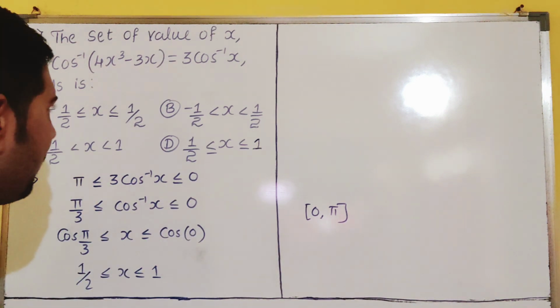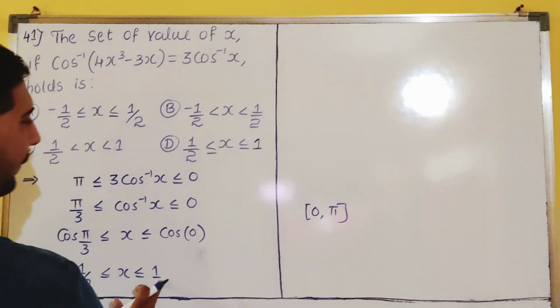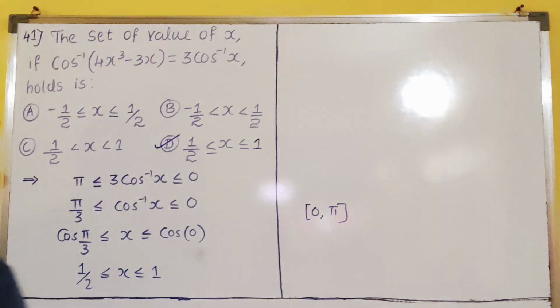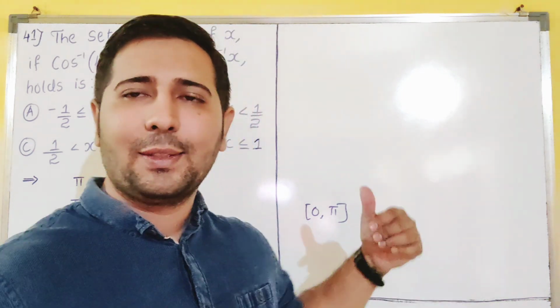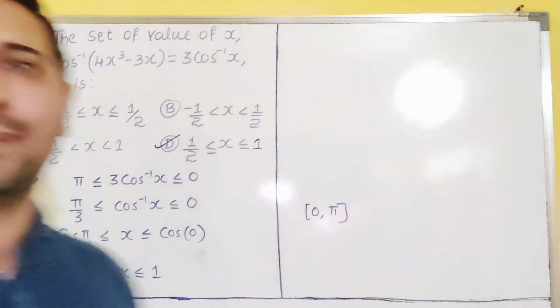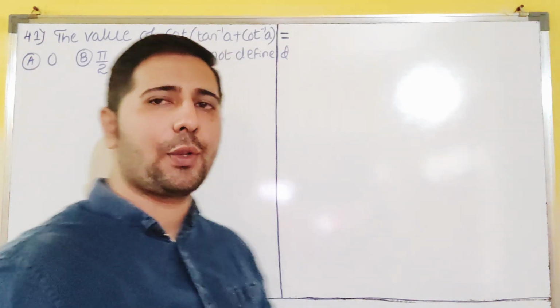I hope you understood. So which option matches, see, dear students? Half to 1 is option D. So D for Delhi. Delhi is our answer, dear students. So please copy this. Let us see the next question, dear students.